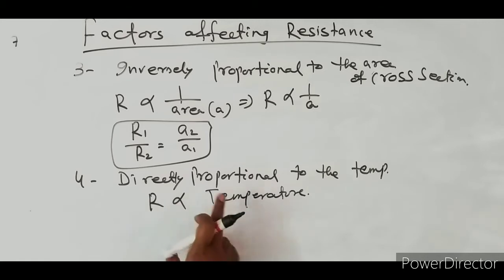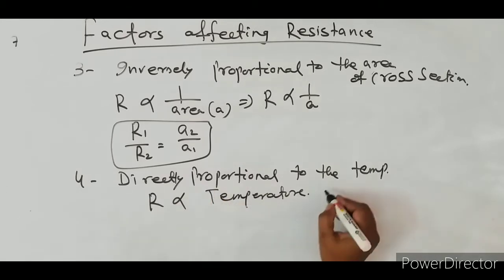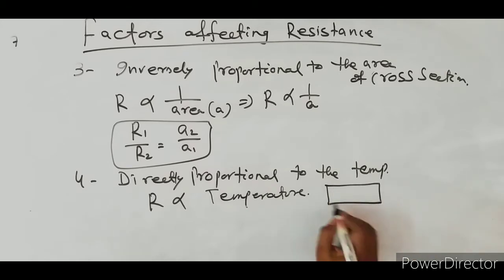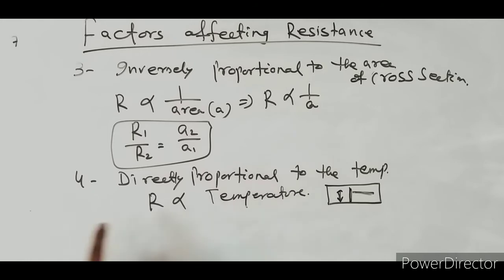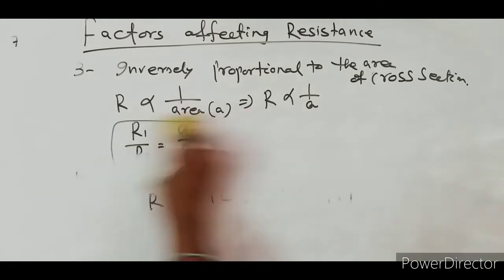Clear? So what happens? A simple concept here: when the temperature is more, in this conductor, obviously the kinetic energy of these particles will be more. When the kinetic energy of the particles is more, the vibration is more, and obviously there is more resistance to the flow of current, the flow of electrons. Okay, so we will combine all this and go for a formula.